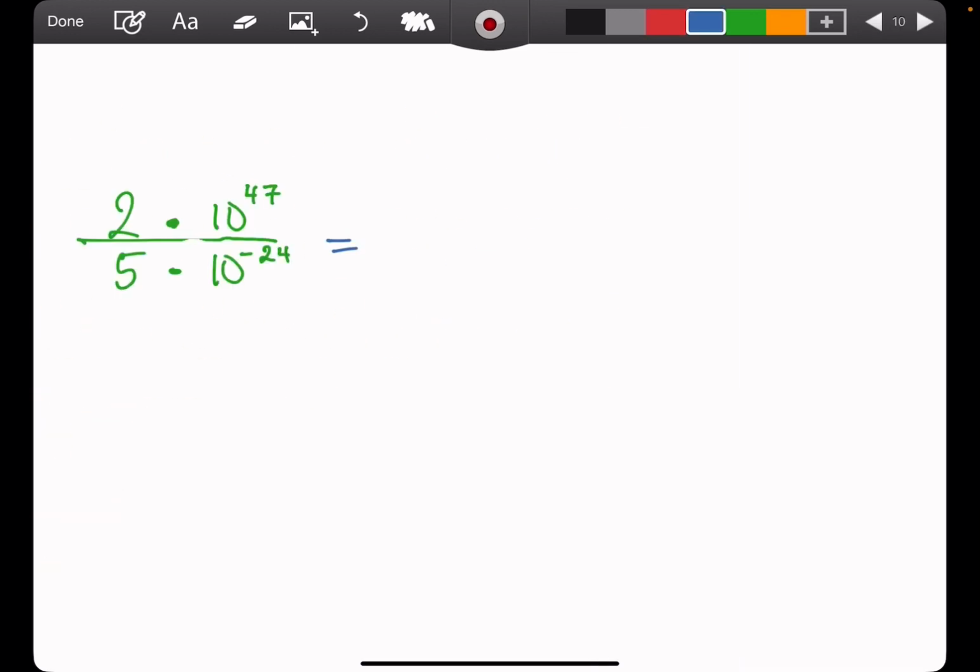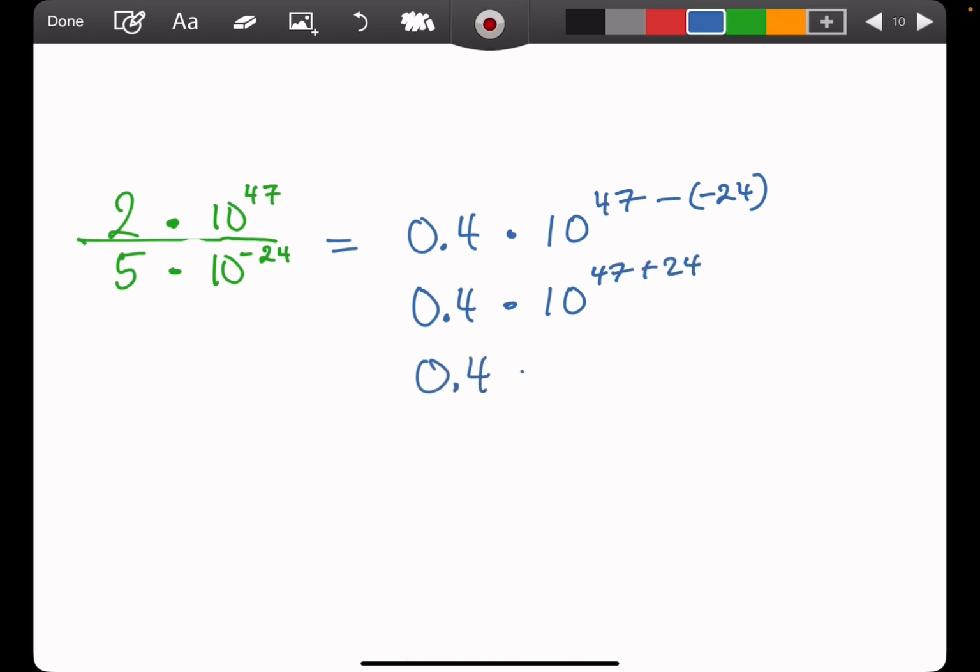Now, so what is 2 divided by 5? This one doesn't work like that. 0.4. 0.4 times 10 to the power of 47 minus -24. So this is 0.4 times 10 to the power of 47 plus 24. That's part of the goggles. So 0.4 times 10 to the power of what? What is 47 plus 24? 71.